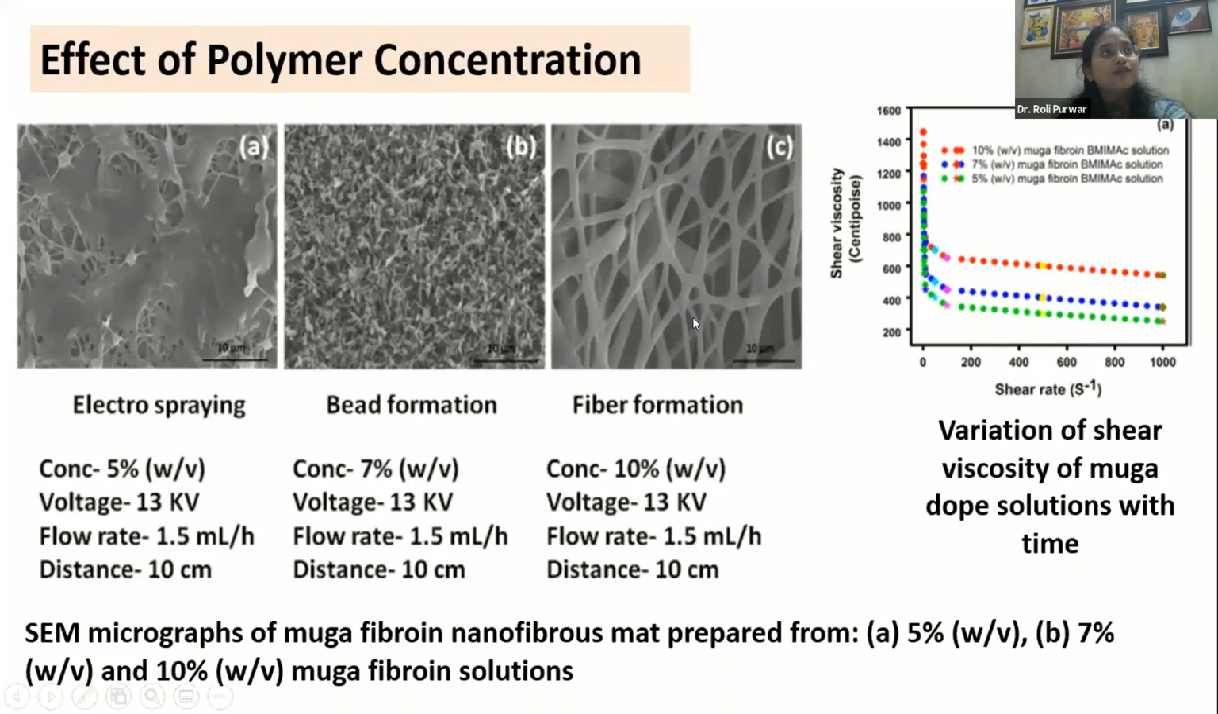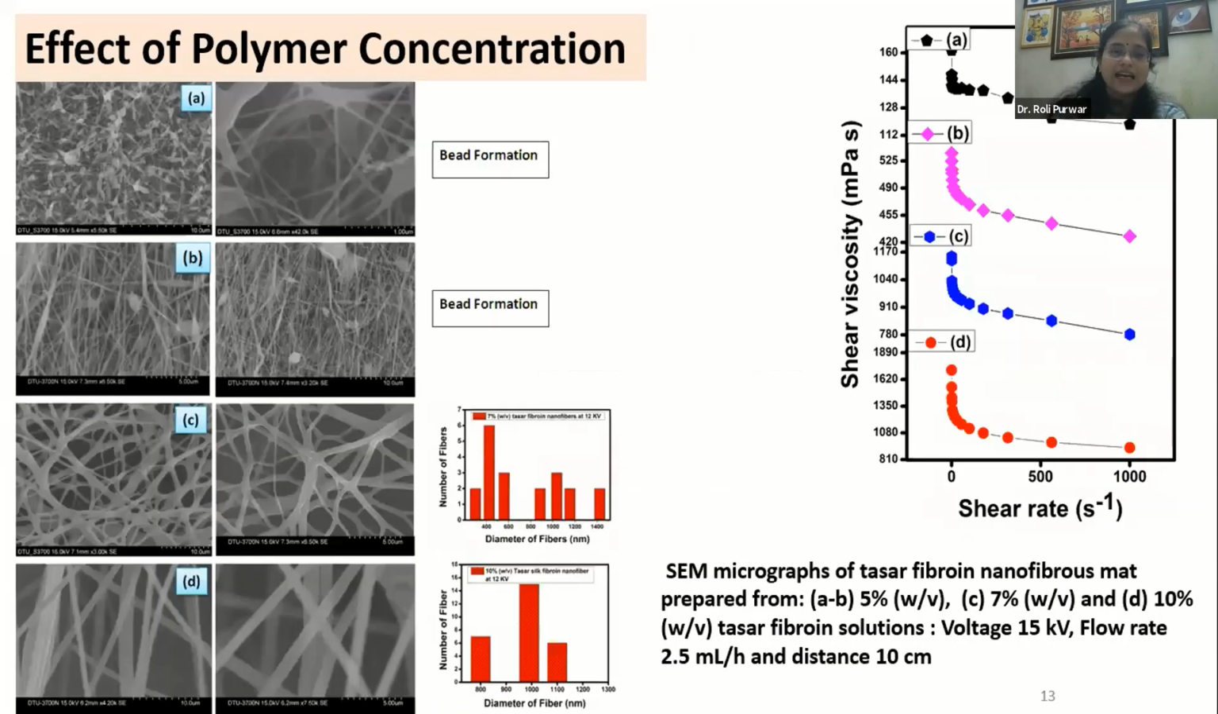In this particular case, we found that 10% concentration is a good concentration where we can make the fibers. This is another slide where we have processed tussar fibroin nanofiber mats, and again we have taken different concentrations: 5, 7, and 10%. At lower concentration, we were not able to form the fibers, but at the higher concentration of 10%, we get good fibrous structures.